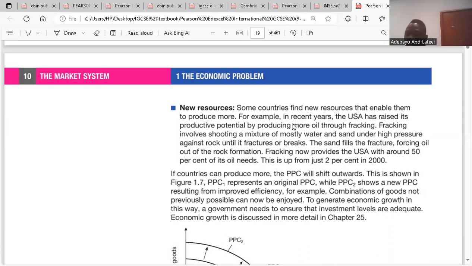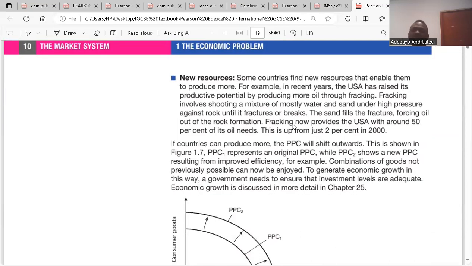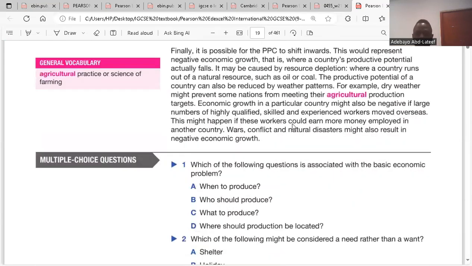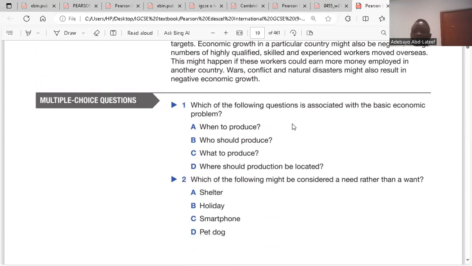So all these things will shift your PPC curve outward from PPC 1 to PPC 2. Do you get it? Yes. So for your PPC to shift outward, there has to be new technology or advancement in technology. There has to be education and training. There has to be efficiency, and there has to be new resources. Is it clear? Yes. Any question about that? So you have the multiple choice question.